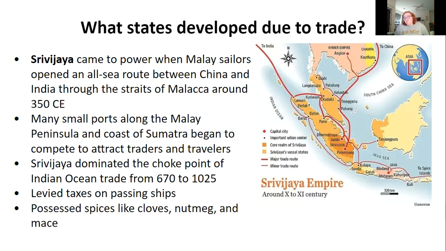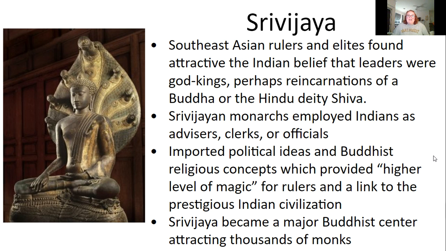The Srivijaya would dominate the choke point of the Indian Ocean, and they levied taxes on ships that passed through. So this is how they made their money, and it's also how they began to control the spice network in Southeast Asia, as we learned from the video. So these Southeast Asian rulers and elites found themselves attracted to the Indian belief that leaders were god kings and perhaps reincarnations of the Buddha or the Hindu deity Shiva.